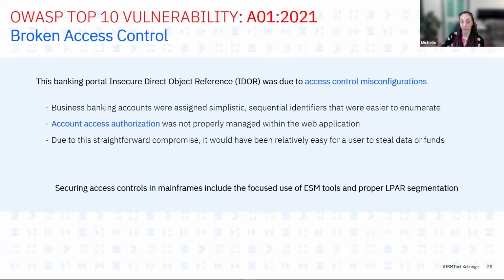This was a critical, in fact, and it had to do with the API that serviced the bank. So it affected multiple banks. It was pretty bad. So it's important to secure access controls in your web applications, in your mainframes. And in a mainframe, if you're using ESM tools and proper LPAR segmentation, these are things that can help you make sure your access control is tight and the way it should be, clean and tidy. That's what we like to see.